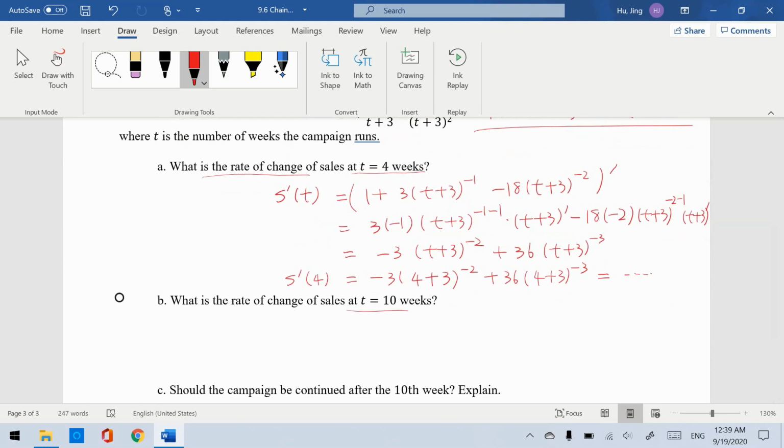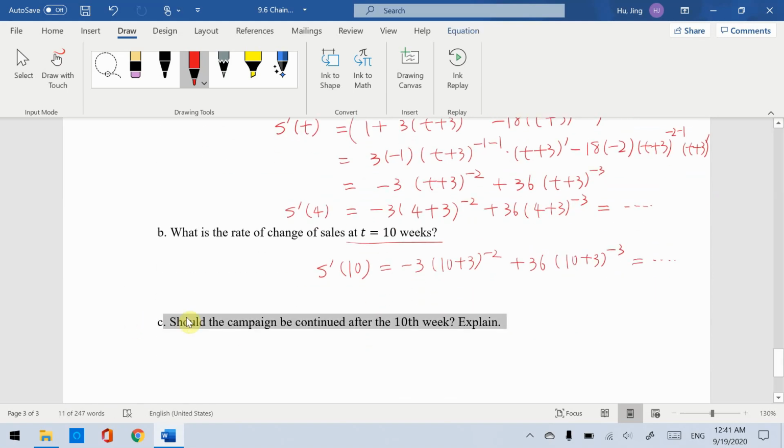Rate of change at t equals 10 weeks, it's almost the same. Just replace t by 10. So (10 plus 3) to the power of negative 2 and 36 (10 plus 3) to the negative 3. And then you can go try to get the answer. The last question, it's your turn. Based on the question, just give some explanation.